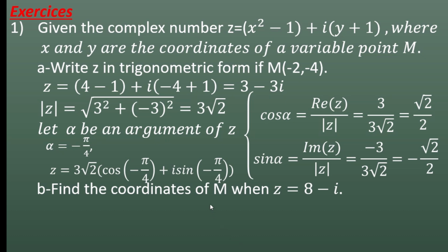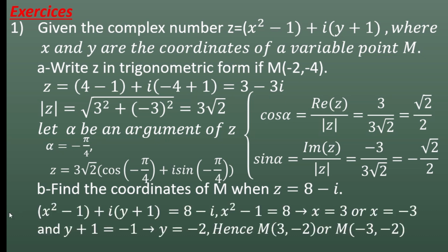Find the coordinates of M when z equals 8 minus i. We have to find the coordinates of M. We know that z equals x squared minus 1 plus i(y plus 1), which equals 8 minus i. We can calculate x and y.